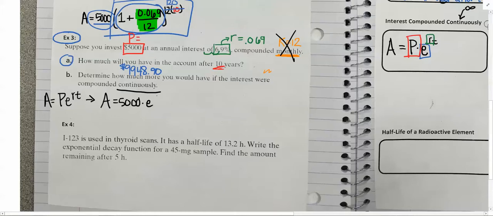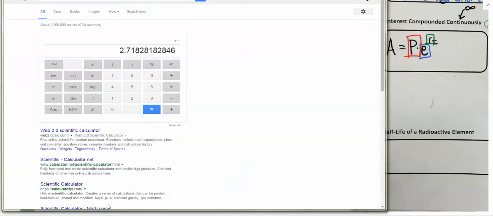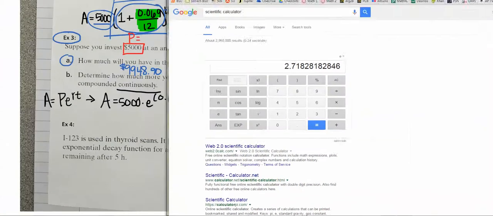E is the number e. R is your interest rate, which is 0.069, times T, which is our time, which is 10 years. Okay, it's actually a little simpler than the other one. So, all right, let's get the calculator out and figure out what this is.